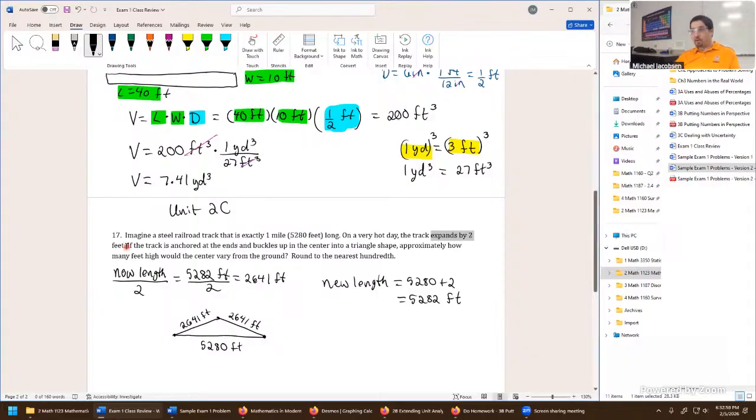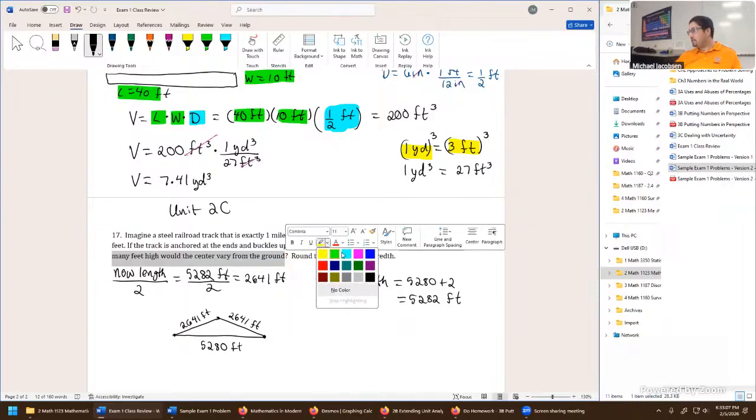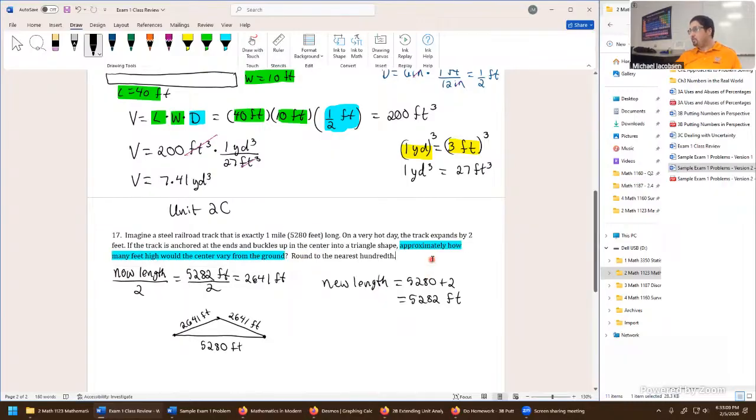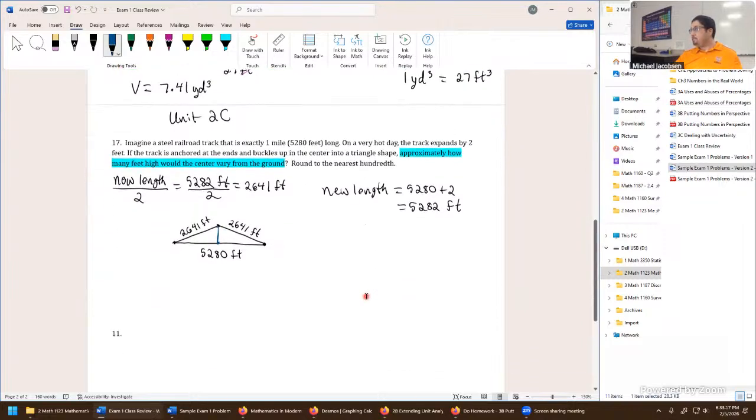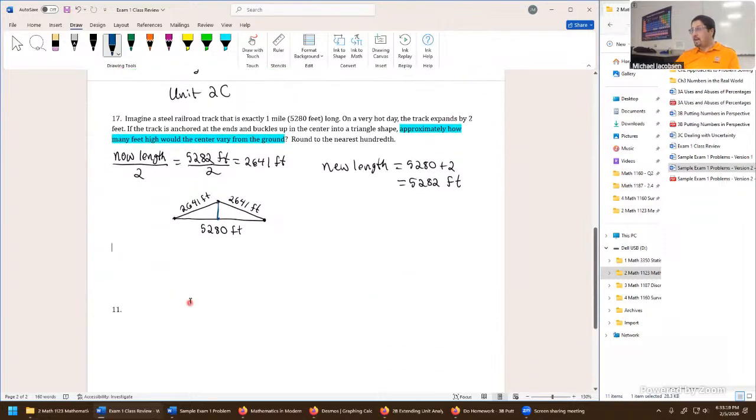So here's the problem so far. And the question on this is, how many feet high would the center vary from the ground? Let's give that a color for the question. We're essentially being asked, how tall is this line segment when we put it down on the diagram? But the big observation is we now have a right triangle that we could work with to solve this one.